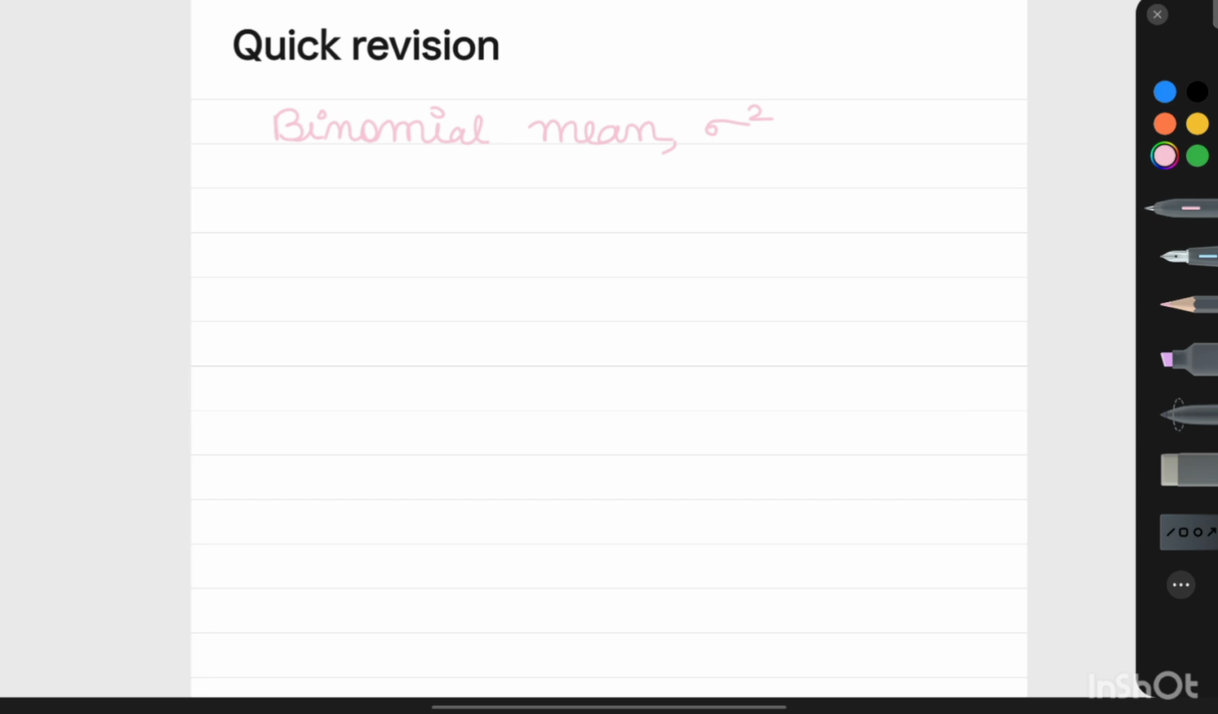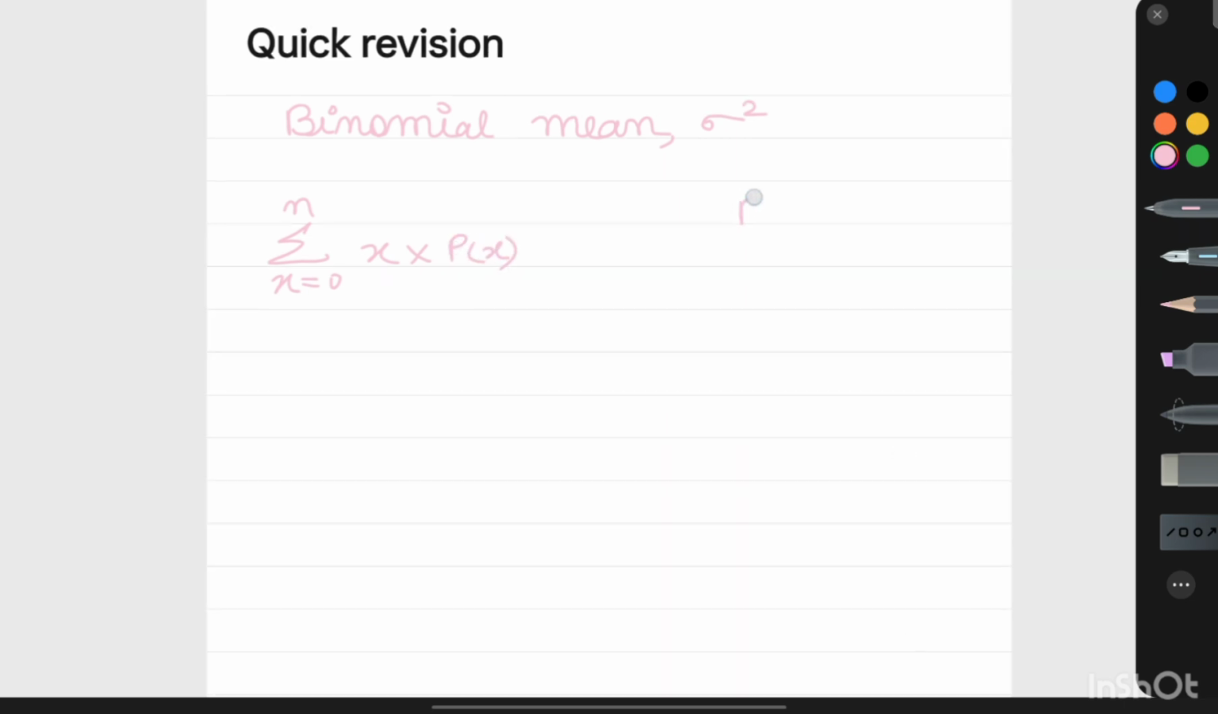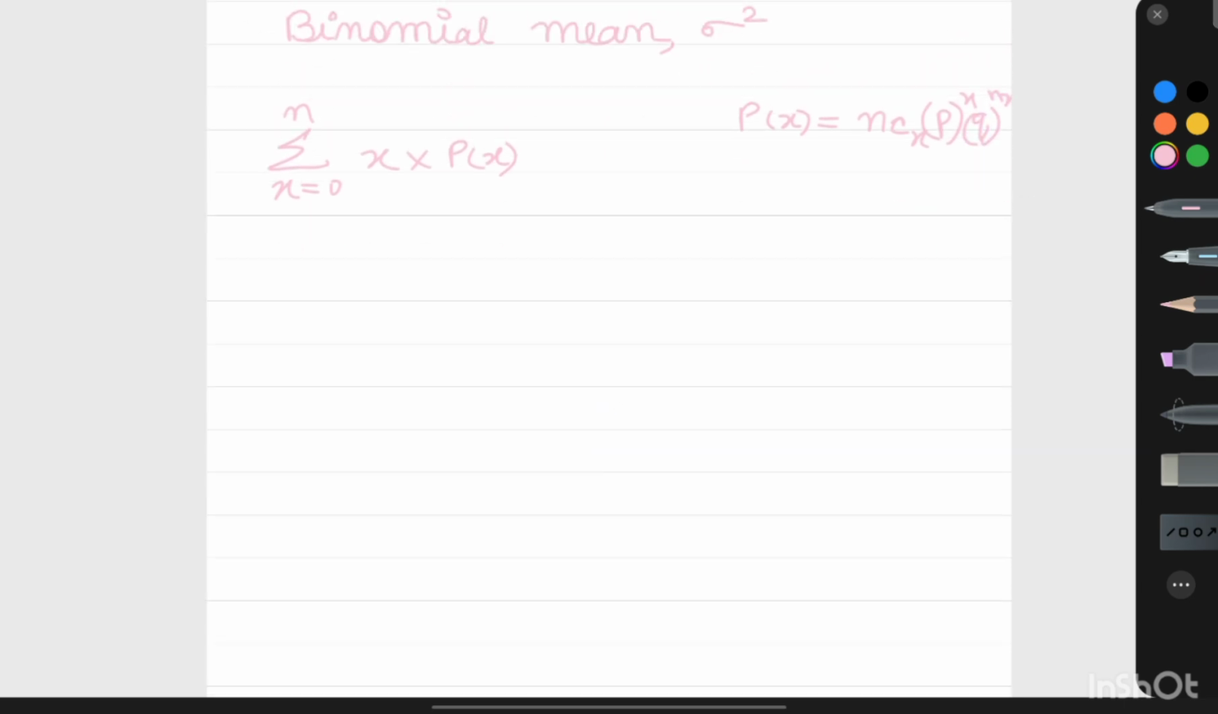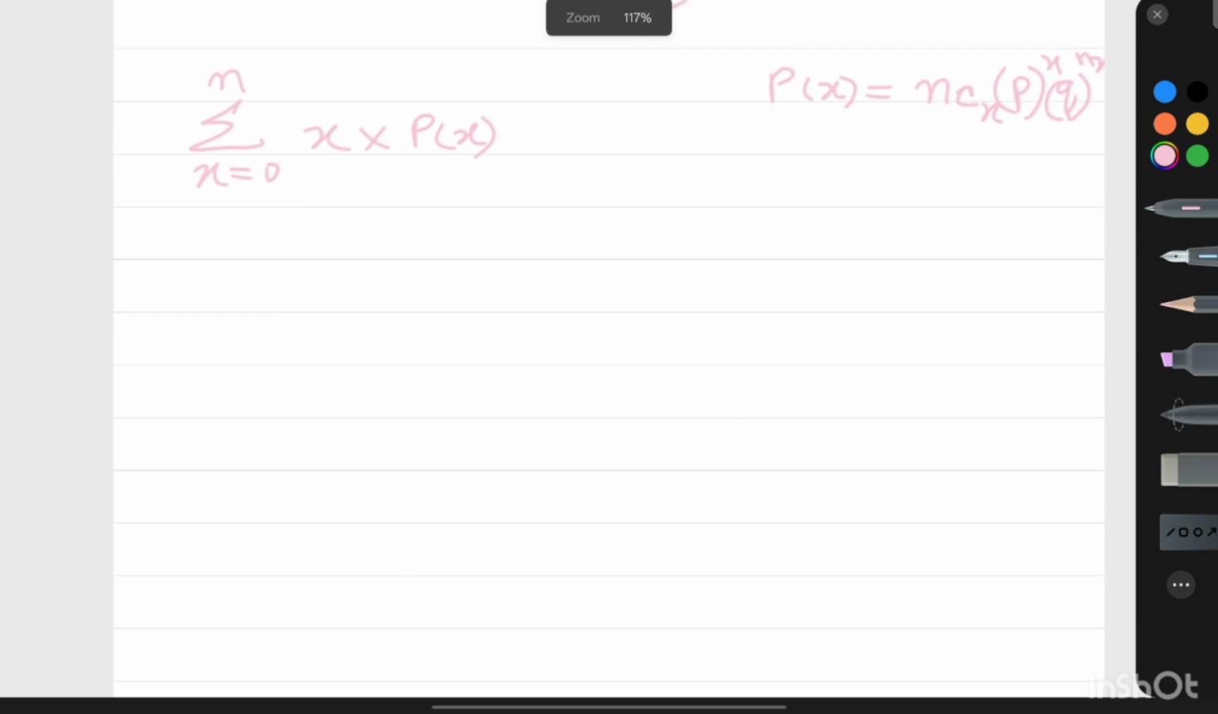So first of all, for the mean, you need to remember a few things. That is, sum for x equal to 0 to n of x into p(x). What is the value of p(x) here? p(x) is equal to nCx p^x q^(n minus x). So now we need to substitute this formula.